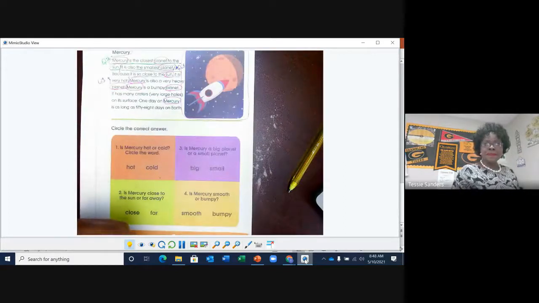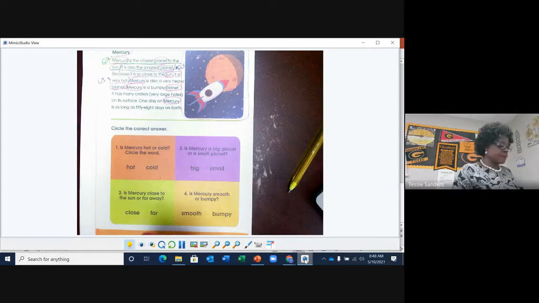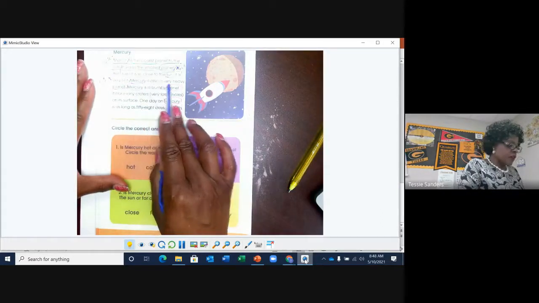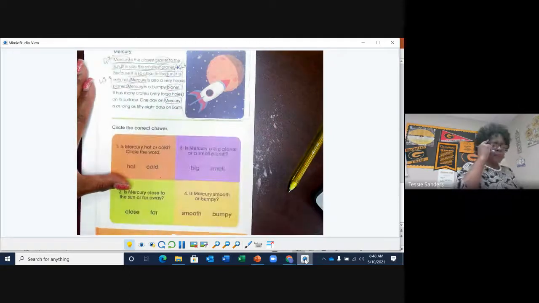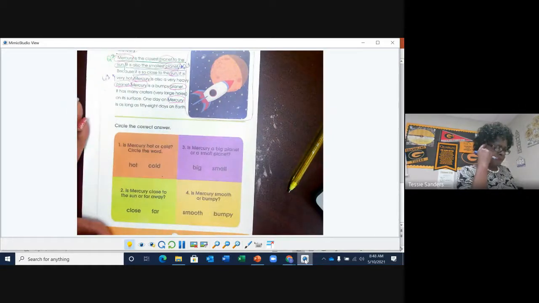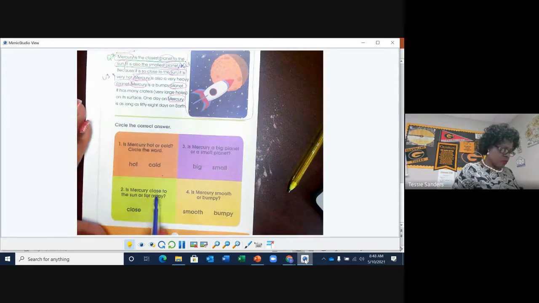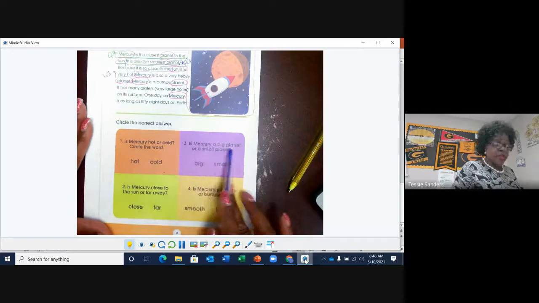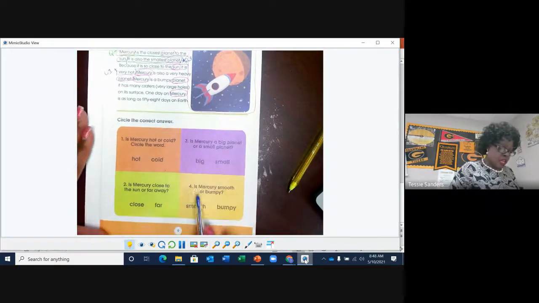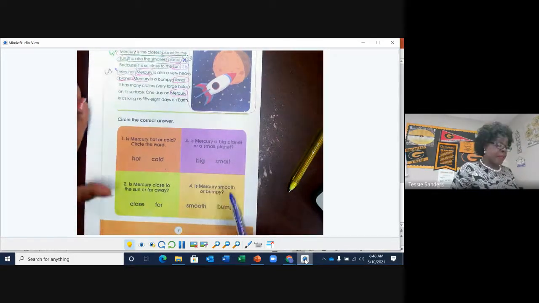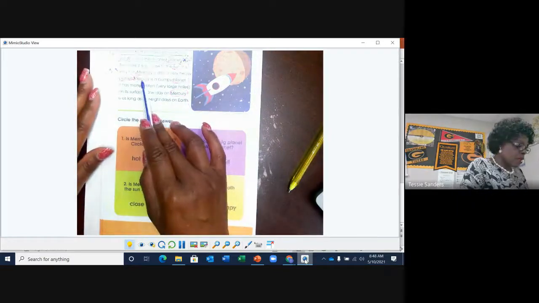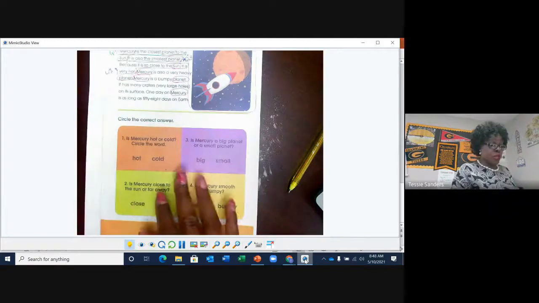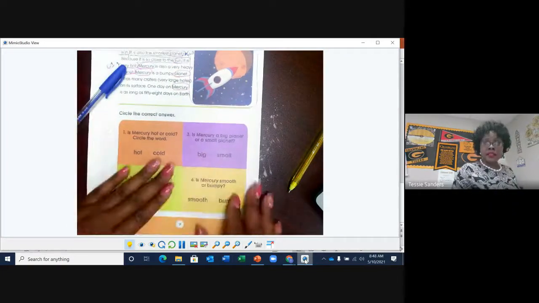Stay with me. Let's keep reading. Mercury is also a very heavy planet. Is Mercury close to the sun? Is Mercury hot or cold? Is Mercury a big planet or a small planet? Is Mercury smooth or bumpy? Mercury is a bumpy planet. Should we underline this detail?